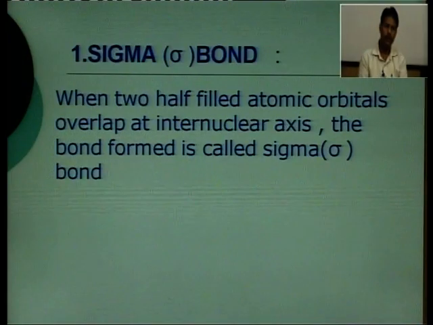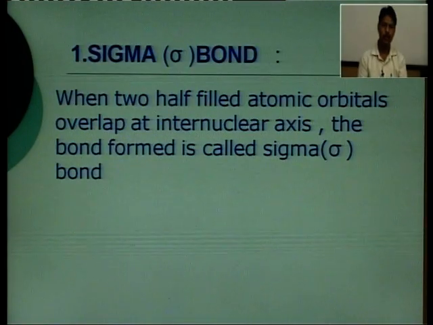So, when two half-filled atomic orbitals, each having one electron with opposite spin, overlap with each other along the internuclear axis, that is, the line that joins the two nuclei, the bond formed is called a sigma bond.